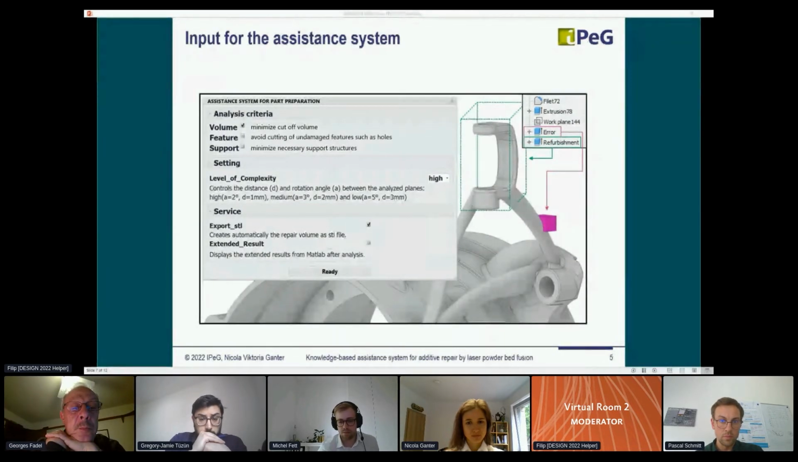In addition, the user selects which evaluation criteria should be prioritized. For example, that priority is given to removing as little undamaged volume as possible. Furthermore, the user selects how complicated the part design is. This input controls how many potential section planes are generated and analyzed by the system. Finally, one selects which data should be output. Then the system is started.